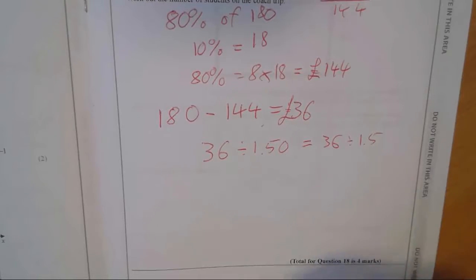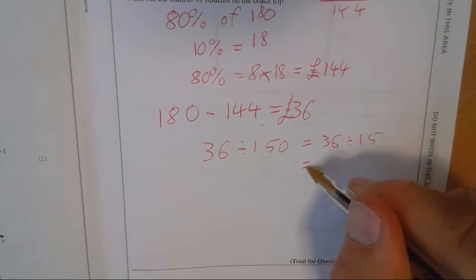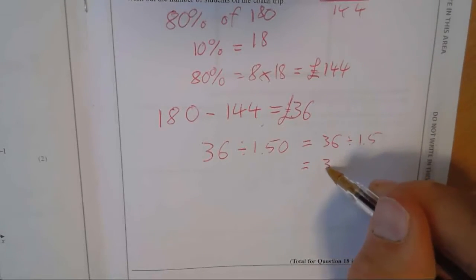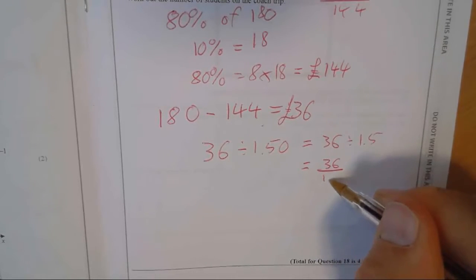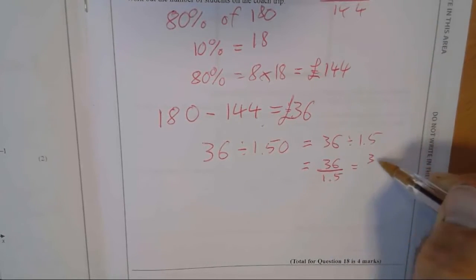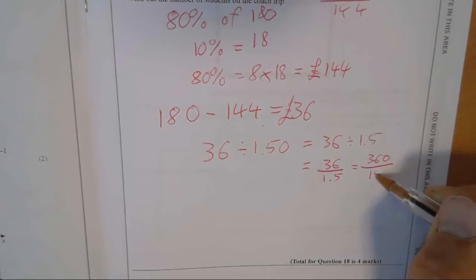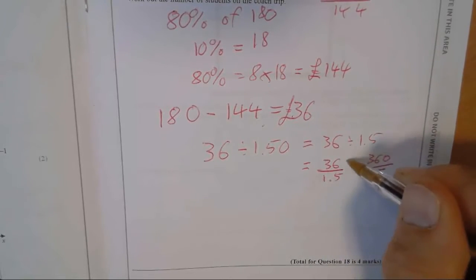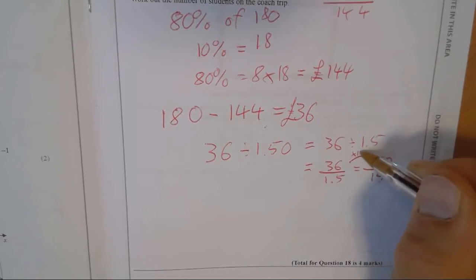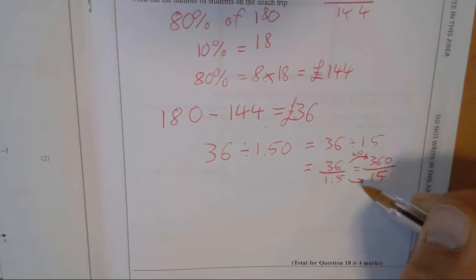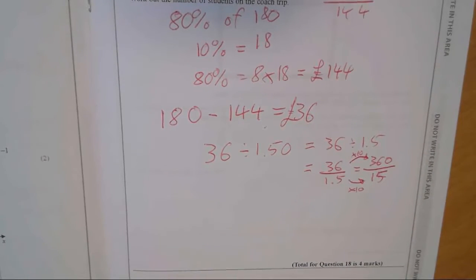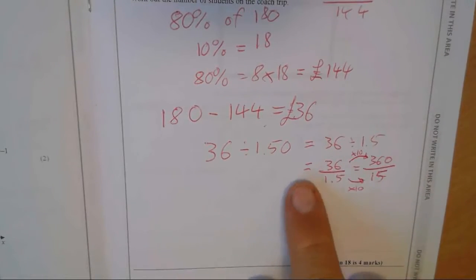And I would tend to do this as an equivalent fraction. So what you have is 36 over 1.5, which is the same as 360 divided by 15, because I like to work with whole numbers. So whatever method you have for this, if you have time at the end of the exam, you could even just go £1.50, £3, £4.50, and just add on. But you should be able to do this.